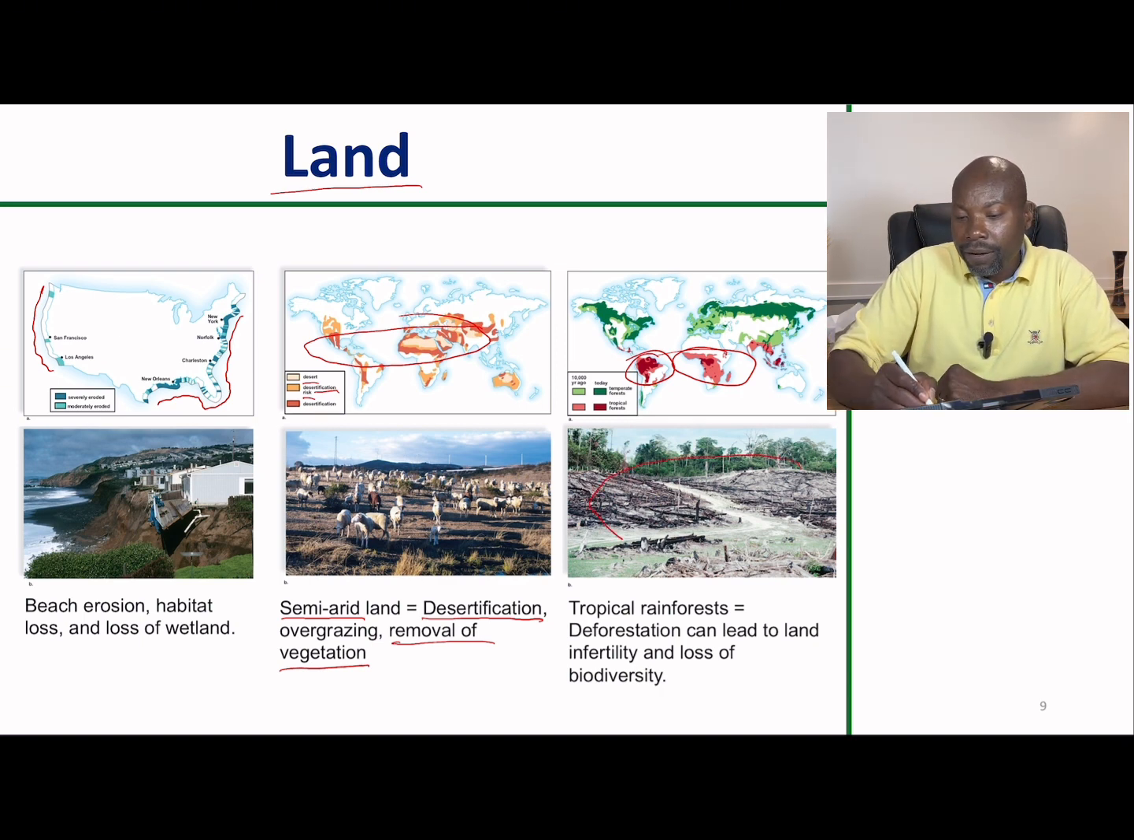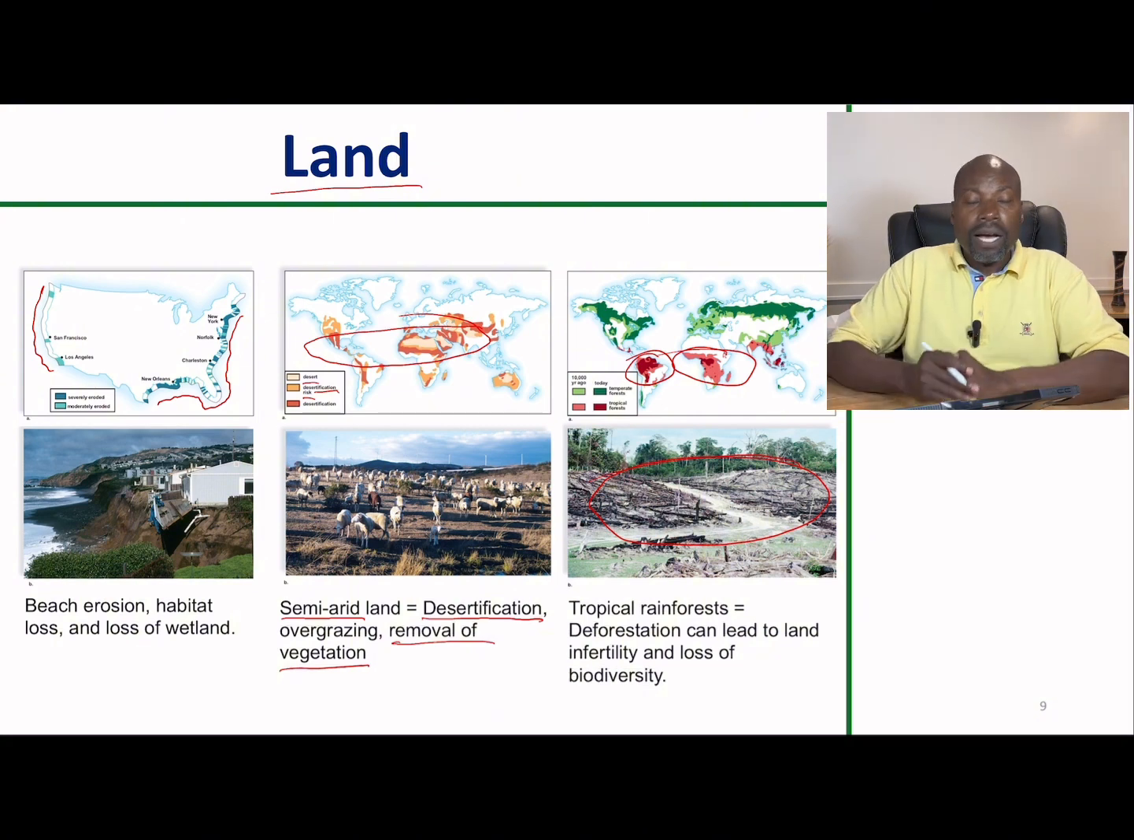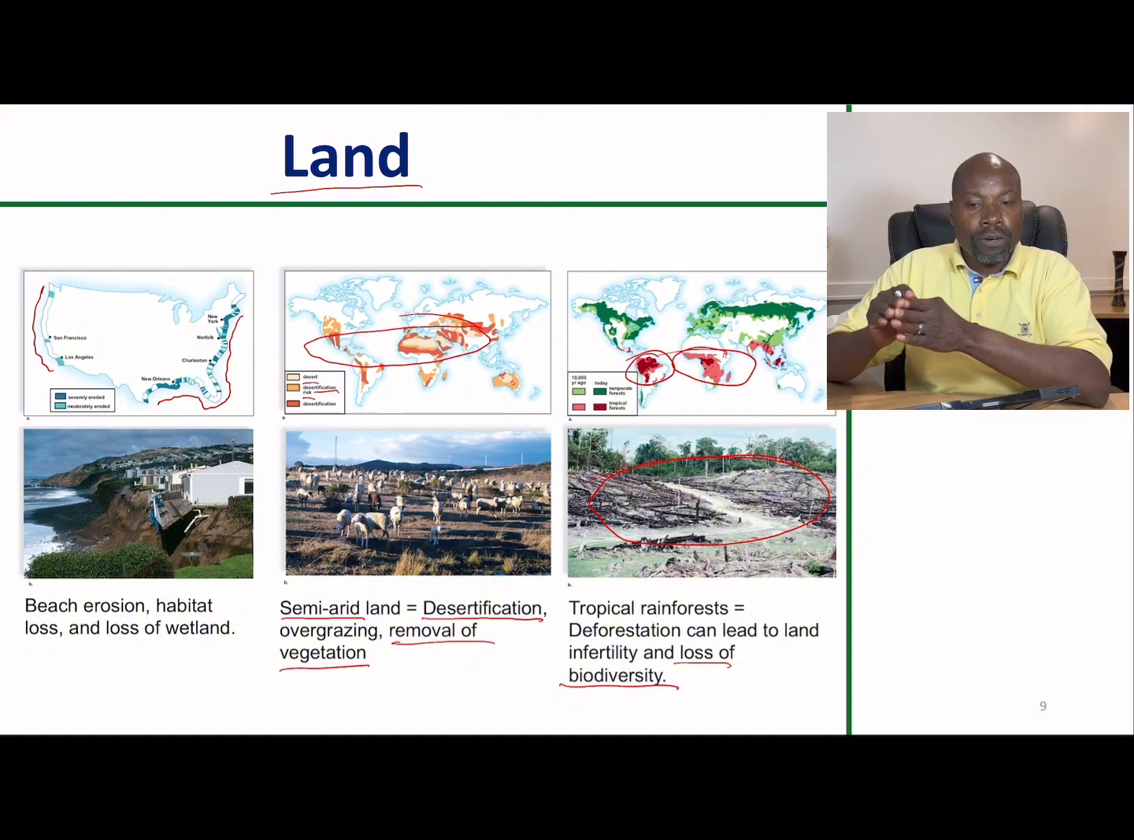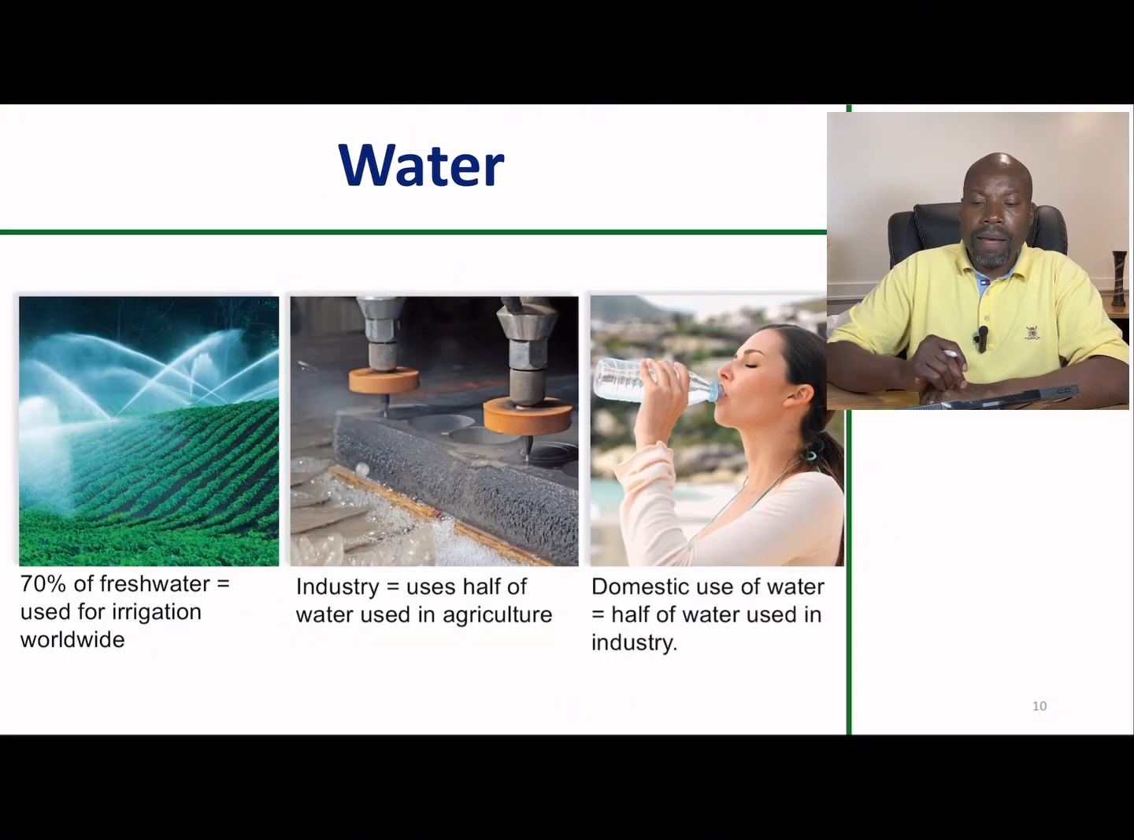So we see here how deforestation can actually lead to loss of habitat and loss of biodiversity. And actually, we don't talk enough about it, right? Loss of forest means loss of biodiversity. That is very important to remember.